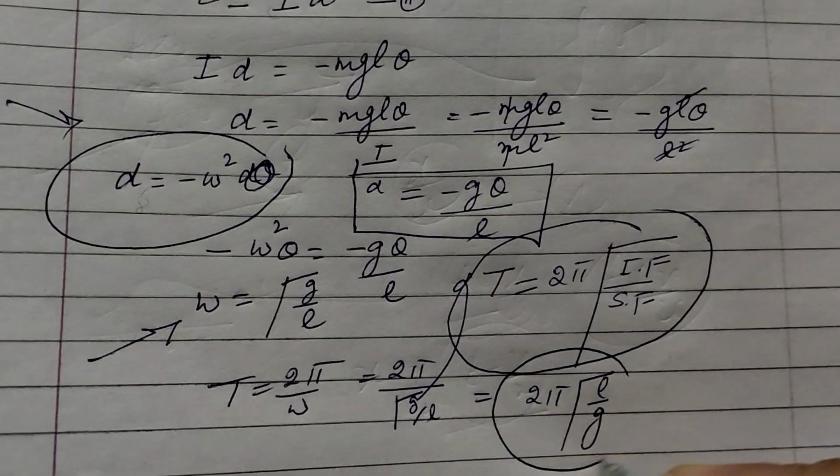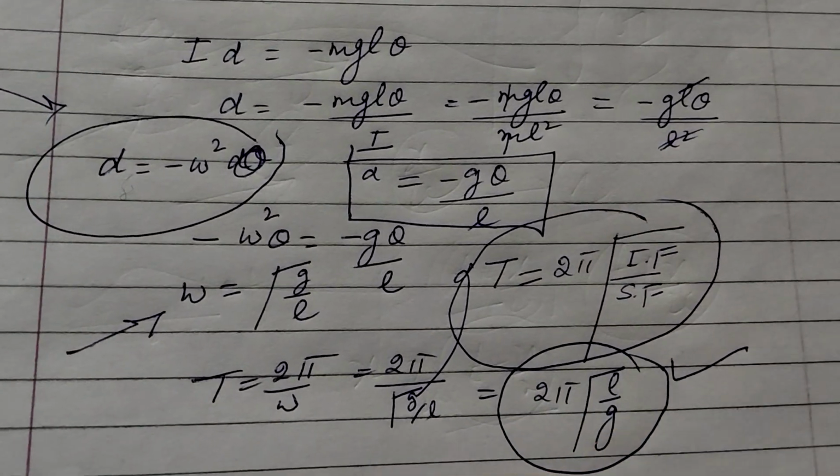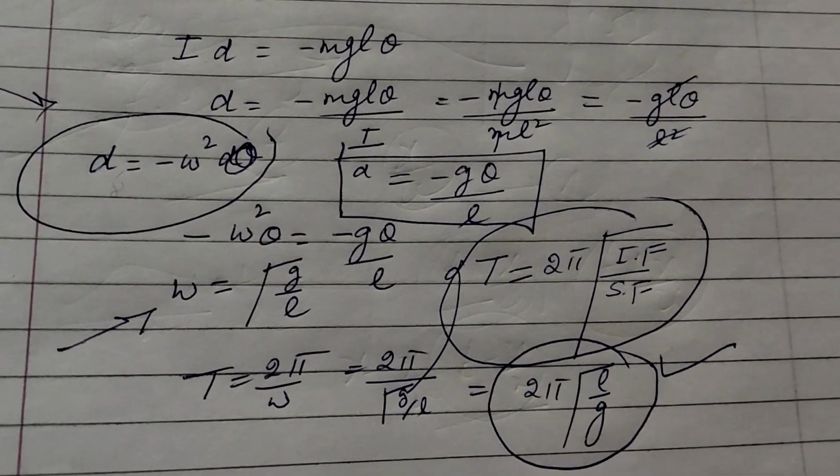So that is the expression for the time period of a simple pendulum performing SHM for small angular displacement. It is 2 pi root L upon g.